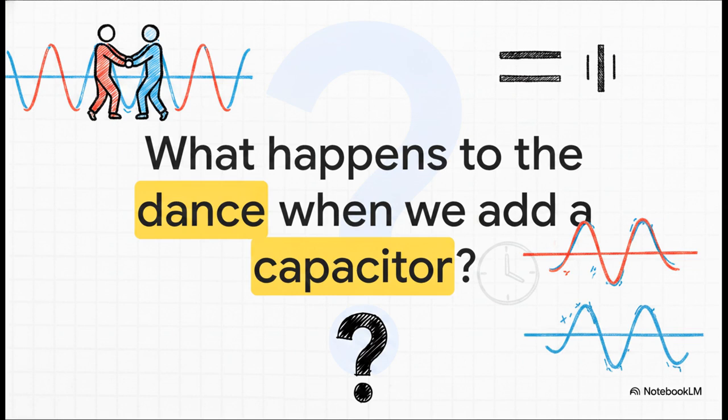But I want to leave you with a final provocative thought. If a basic resistor acts with such perfect harmony, what happens to this synchronized dance when we introduce something a little more complex, like a capacitor or an inductor? Do they stay in phase, or does one start to lag behind the other? That is a fascinating mystery and definitely one you'll want to explore in the next stage of your physics journey. Until then, keep asking questions, keep visualizing the math, and keep learning.